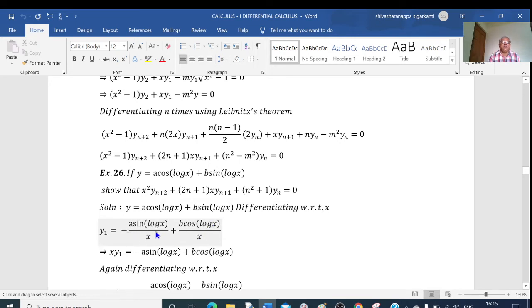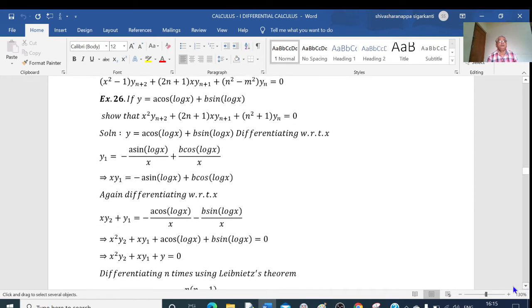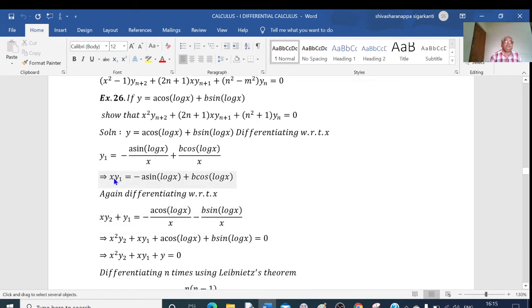Now multiplying this equation throughout by x, I am getting x into y1 equal to minus a sin log x plus b cos log x. Again differentiating with respect to x, I am getting x into y1 derivative is y2 plus second function y1 derivative of x is 1.